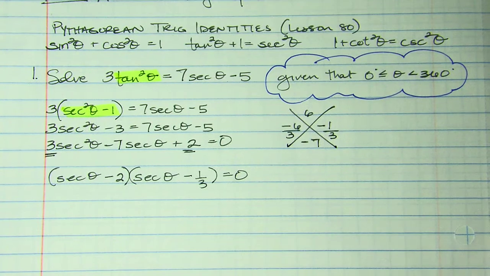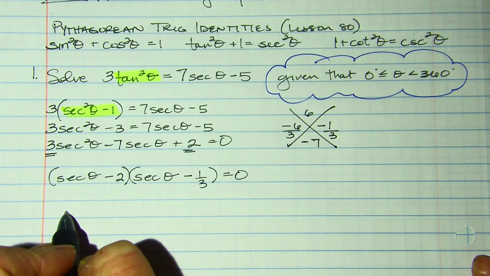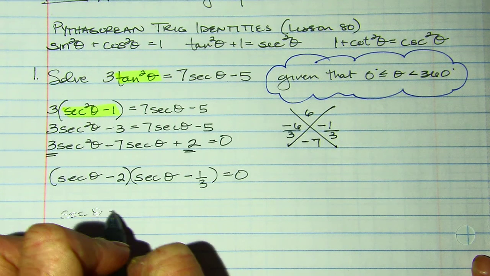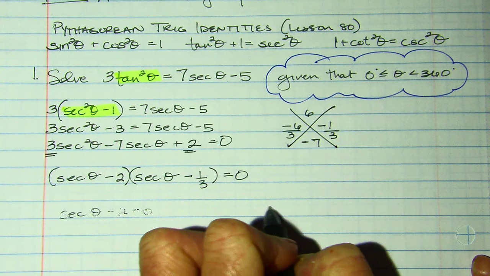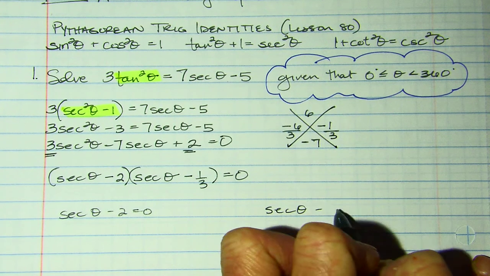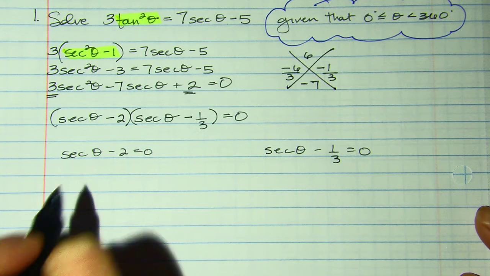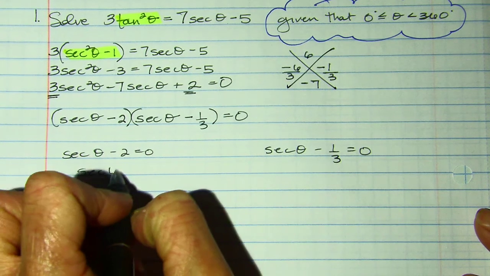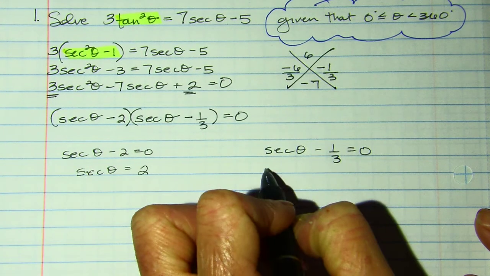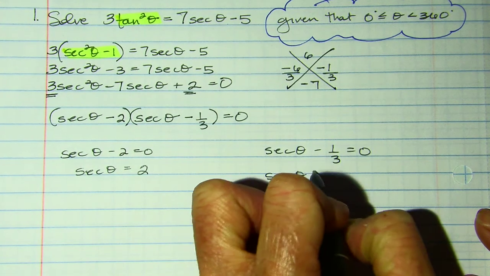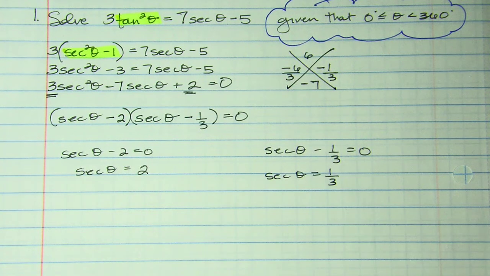So now I'm going to solve for each of these, right? I have the secant of theta minus 2 equals 0, and the secant of theta minus 1/3 equals 0. And then we'll solve. So this is, when does the secant of theta equal 2? When does the secant of theta equal 1/3?